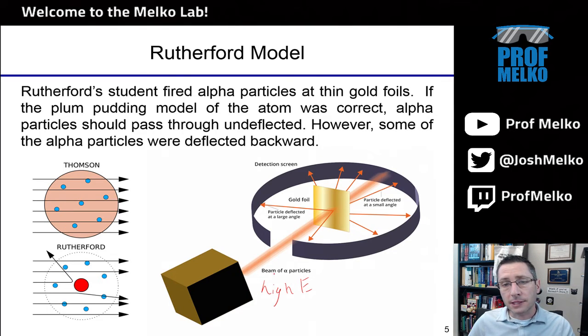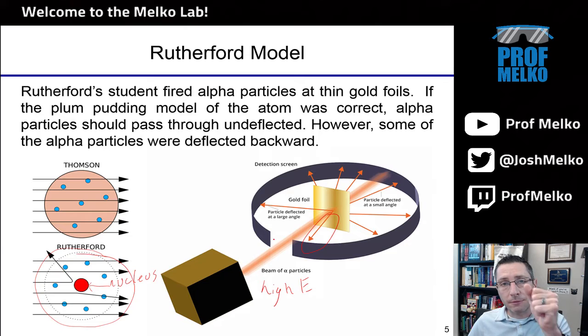But instead, when they ran this experiment, not all of the bullets went through the tissue paper. Some of them bounced back, right? And they can only bounce back if they were ricocheting off something super dense, right? So if the Thomson model was correct, the foil, as an analogy, would be like tissue paper. The bullets would go right through. But they bounced back, which led Rutherford to propose his model of the atom in the lower left here, where you have this dense nucleus.